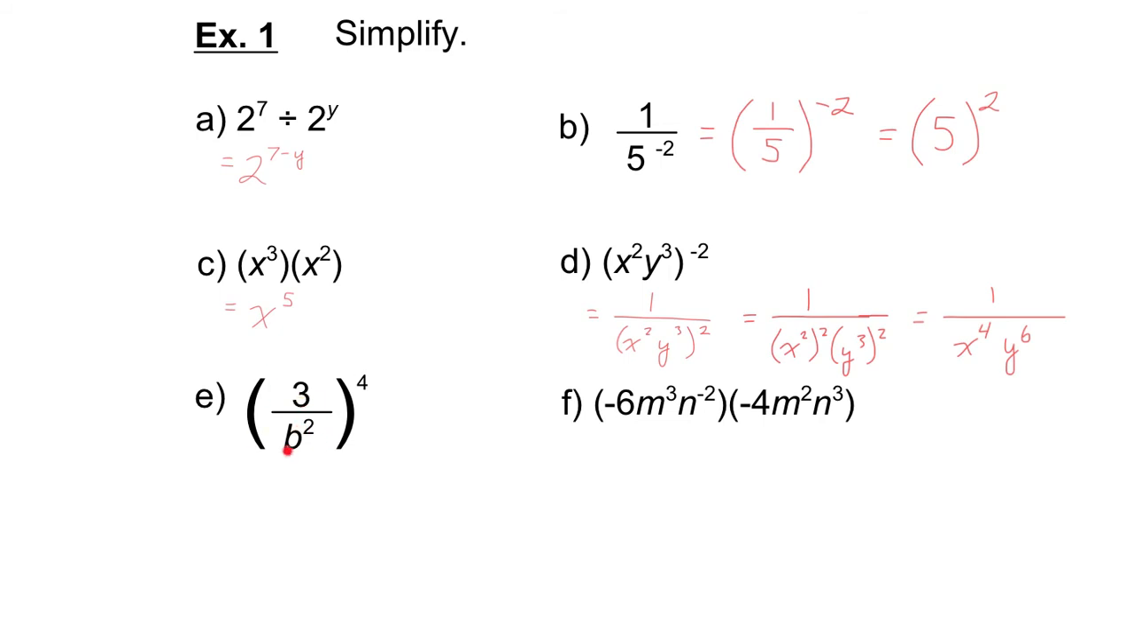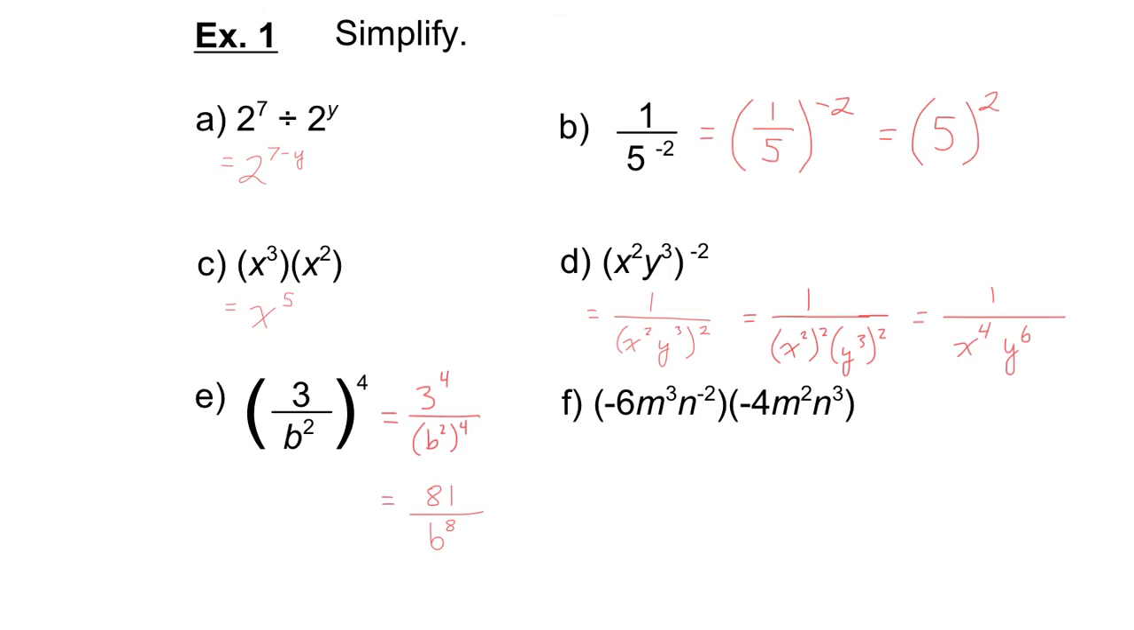This one here, 3 over b squared, all of that to the exponent 4. So if you have a fraction with an exponent, that means the exponent applies to the numerator and the denominator. So I can write that as 3 to the exponent 4 over b squared to the exponent 4. Now 3 to the exponent 4 is just 3 times 3 times 3 times 3. 3 times 3 is 9, times 3 is 27, times 3 is 81. So I have 81 in my numerator. B squared to the exponent 4, that's a power of a power, so I multiply the exponents. 2 times 4 is 8. So I have b to the exponent 8 in my denominator.